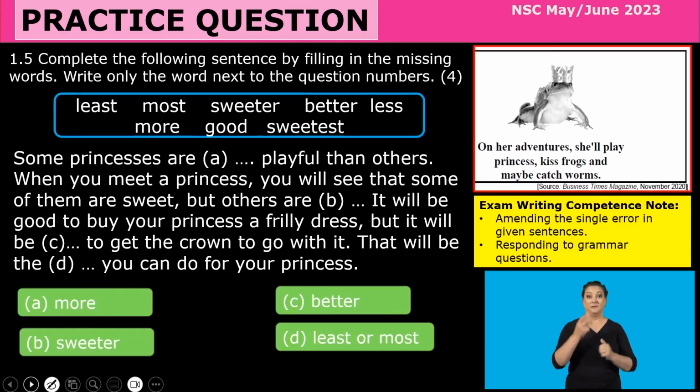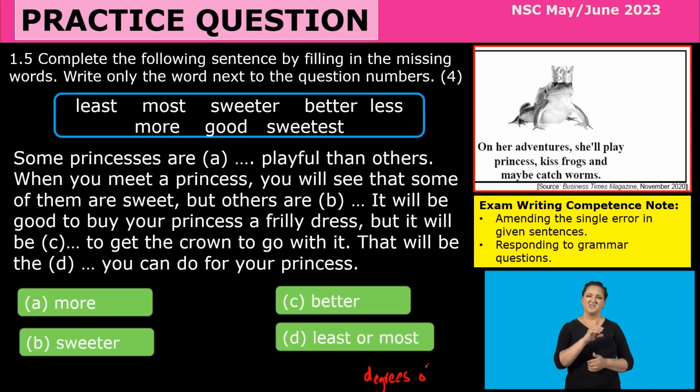All right, let's go to question 1.5. Complete the following sentence by filling in the missing words. Write only the word next to the question numbers. Now, I want you to take note that this question is focusing on degrees of comparison. All right? Now, how do you know that? I want you to take note that you are looking at least, most, sweeter, better, less, more, good, sweetest.